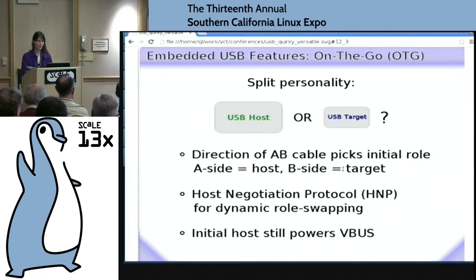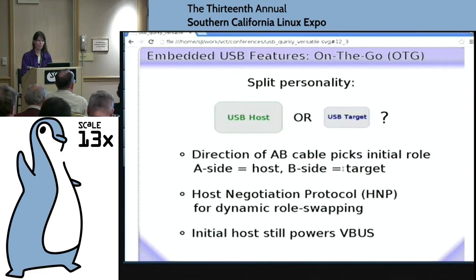Something to remember, if you are doing this OTG stuff between two devices that both talk on-the-go, the cable still matters, because the one that starts out as host is still supposed to be powering the VBUS. Now, it may not be giving much power. It doesn't have to provide 500 milliamps, like I said before. I think it's supposed to be 100 milliamps.